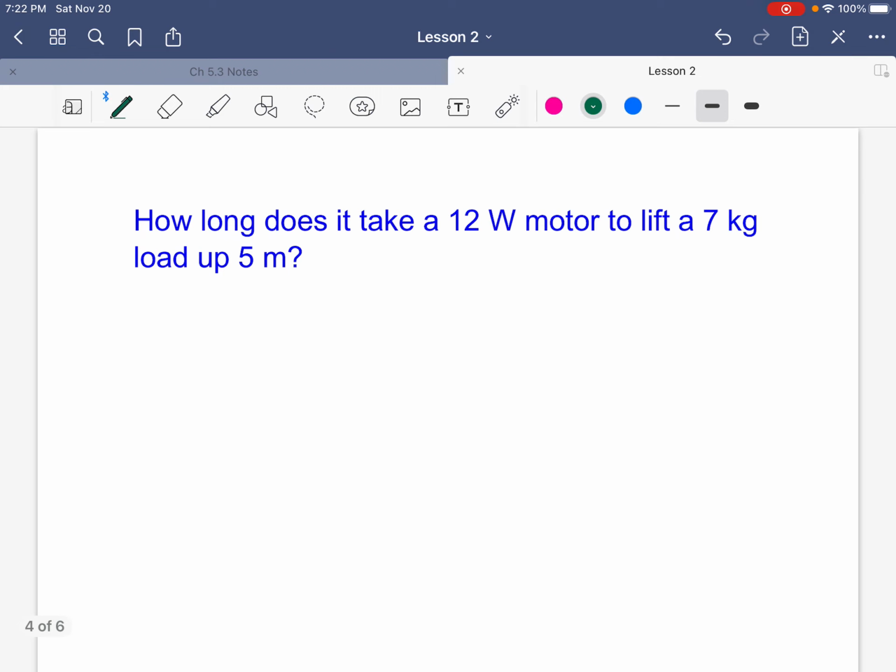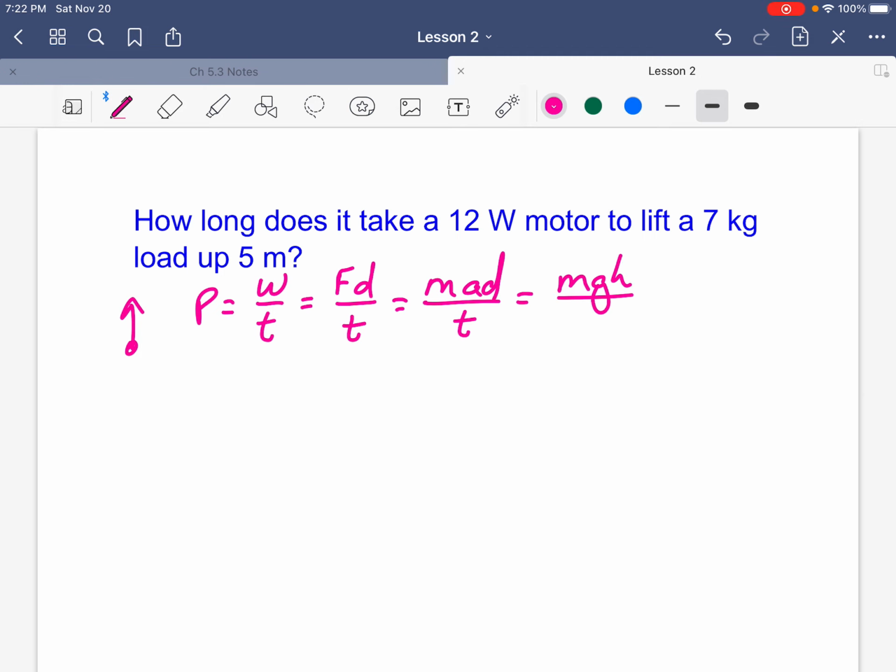So, how long does it take a 12-watt motor to lift a 7-kilogram load up 5 meters? Well, as we said, here's the load going up. Power is work done per unit time, which is force times distance divided by time, MAD, or MGH. Now, I suggest we use MGH divided by time.